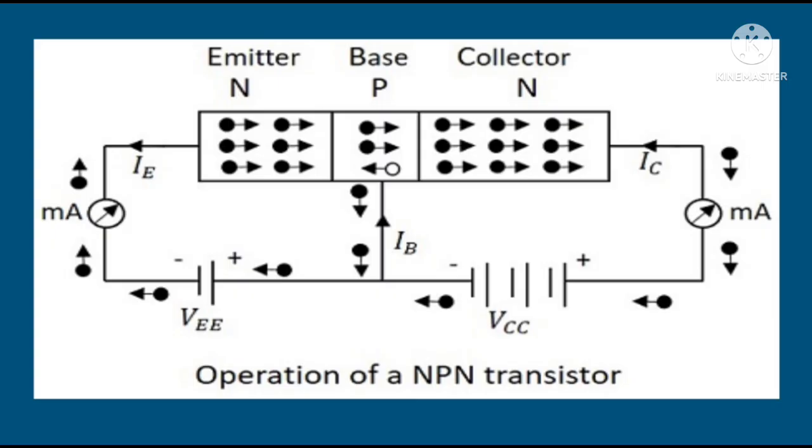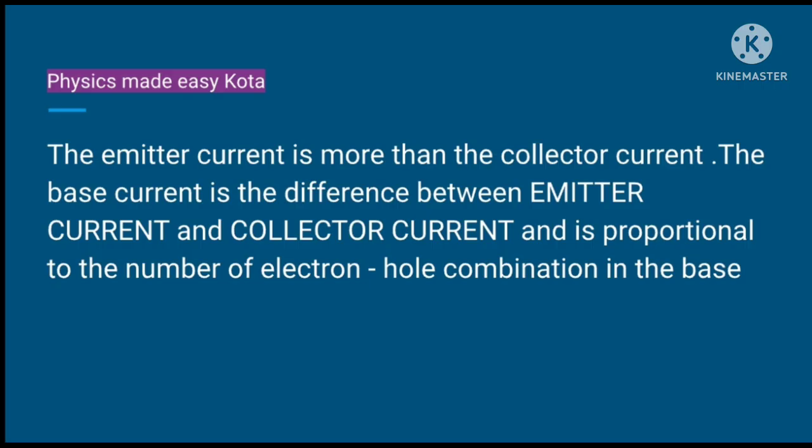For each electron entering the positive terminal of the battery VCC, an electron from the negative terminal of the battery VEE enters the emitter region. So they form a continuous flow. In this way there is a continuous flow of electrons from emitter to collector through the base region, and this forms the working of the NPN transistor. The emitter current is more than the collector current, and the base current is always the difference of both the currents, and it is proportional to the number of electron hole combinations in the base.